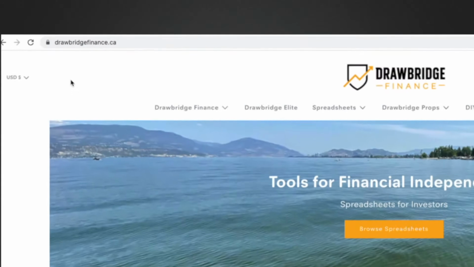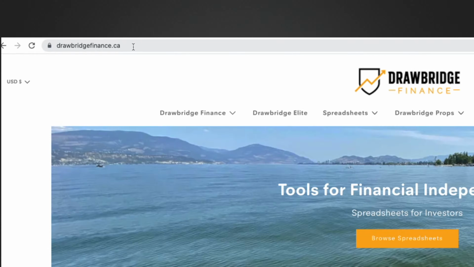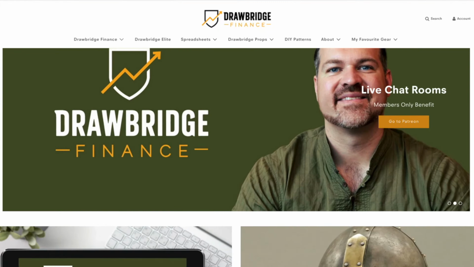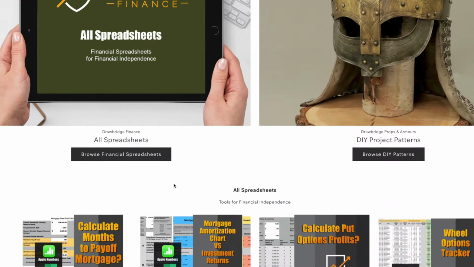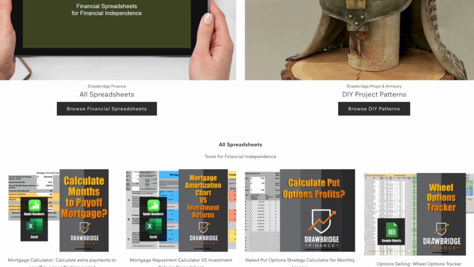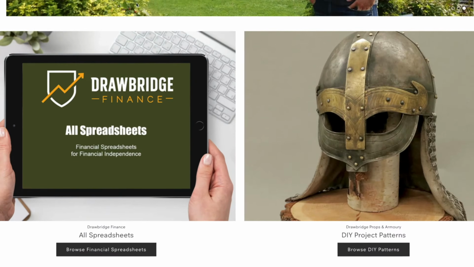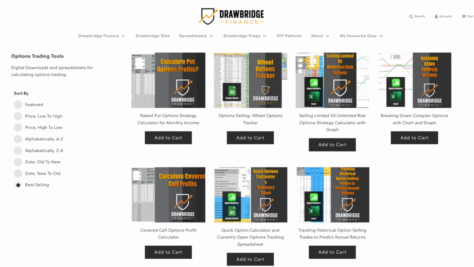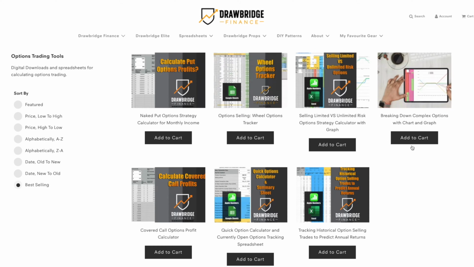The best place to get the tracker is actually over at my website, drawbridgefinance.ca. When you get here, there's a couple of different ways. You can click on this icon here for spreadsheets and scroll down to click on the wheel options tracker, or you can use the menu above, which goes spreadsheets, options spreadsheets. These are all of the different spreadsheets that I've designed and most of which I use on a regular basis.